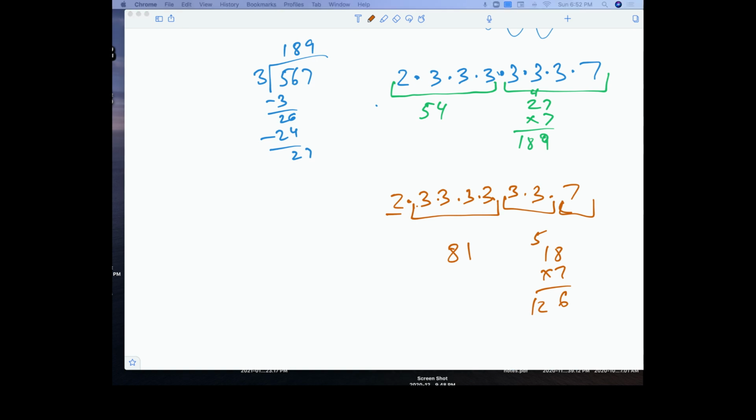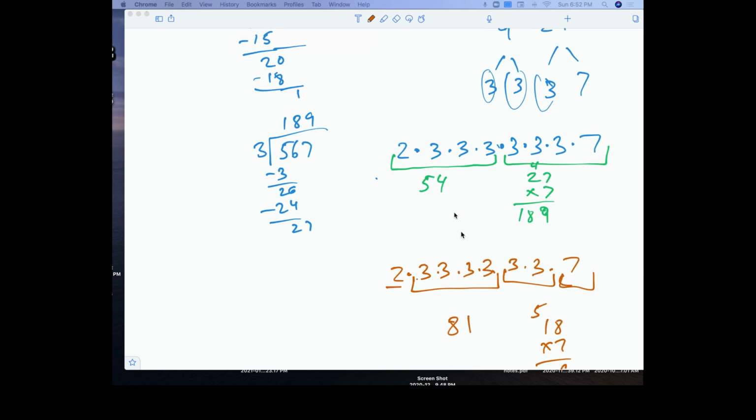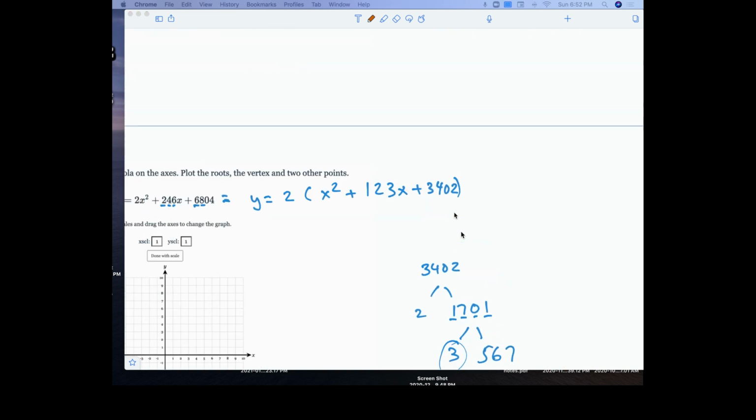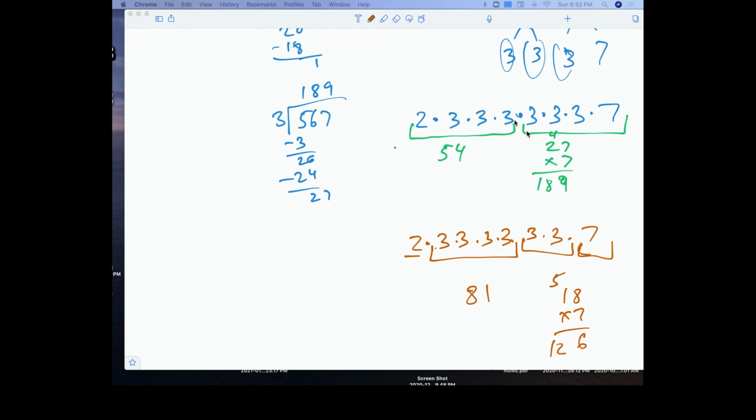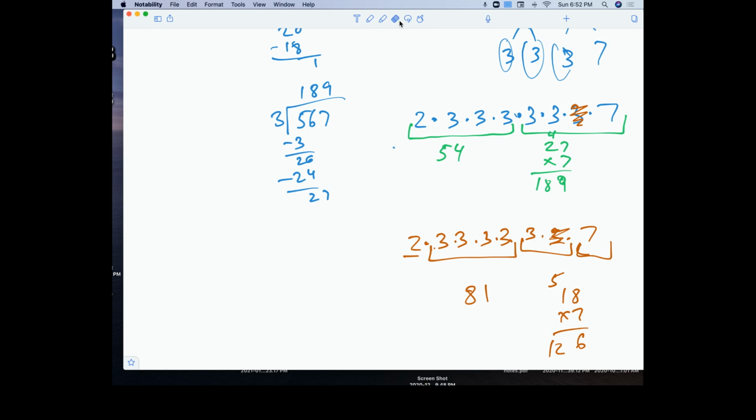Let's see here. Did I count this wrong? I think 81's supposed to work. Let's see here. 1, 2, 3, 4, 5. 1, 2, 3, 4, 5, 6. Okay, so I counted wrong. I put one too many threes. So we should have one less 3. So let's see here. 3 and 7 is 21. 21 times 2 is 42. There we go.